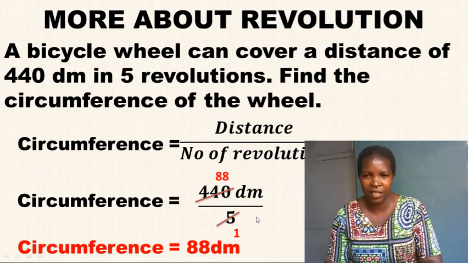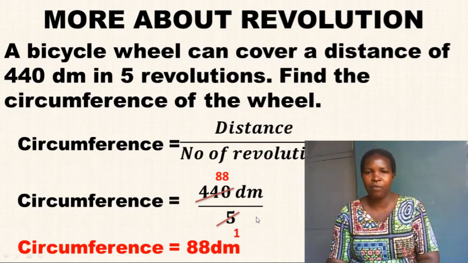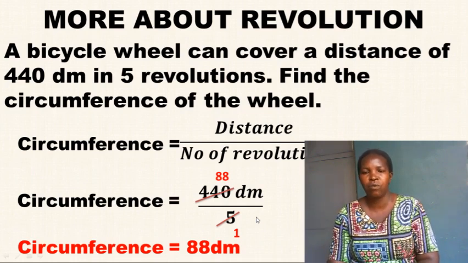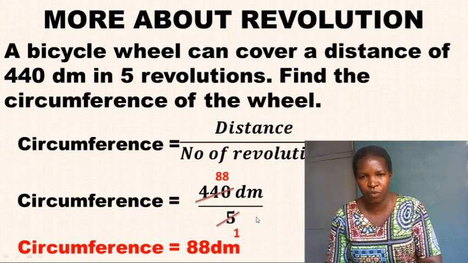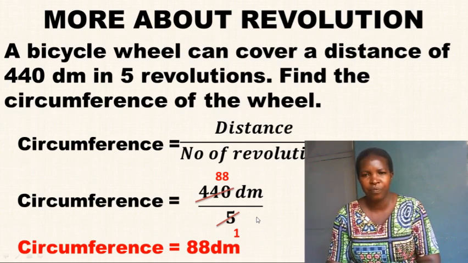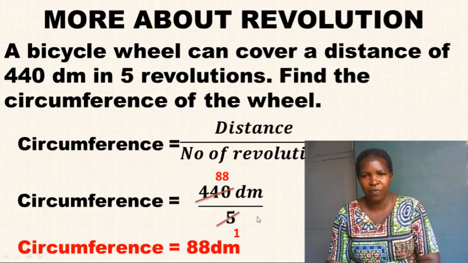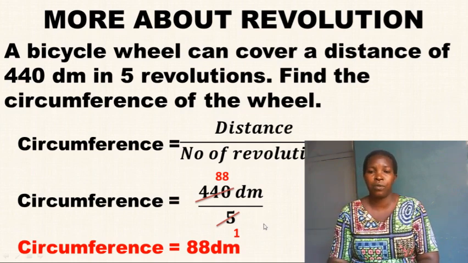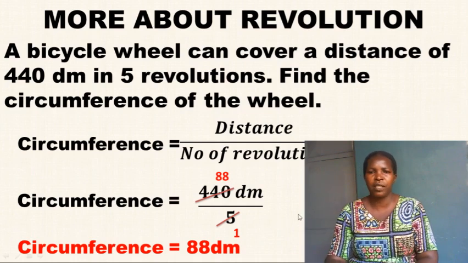You need to note that carefully. Circumference by formula is equal to distance out of number of revolutions. Look at the distance given in the question. Substituting the formula together with the number of revolutions, then carry out correct division. Let me help you all at that point.